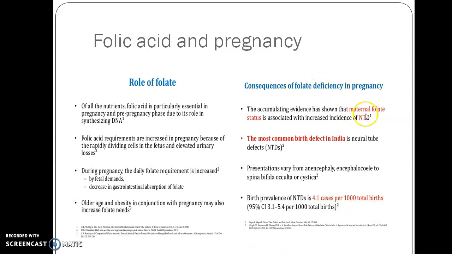So this is how folic acid deficiency will affect the pregnancy. It will lead to neural tube defects. This will severely affect the fetus development. So it is wise to consume folic acid in the pre-pregnancy phase as well as in the pregnancy phase.